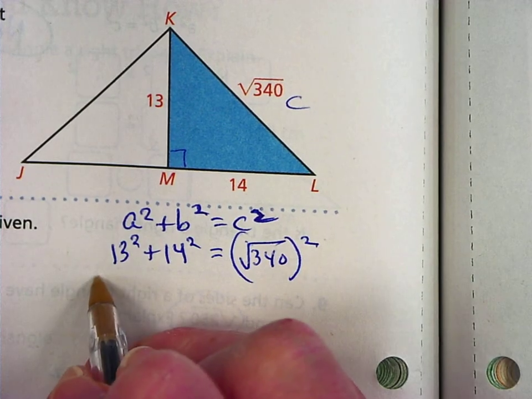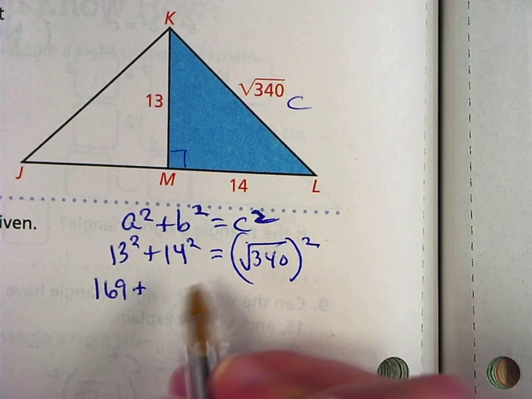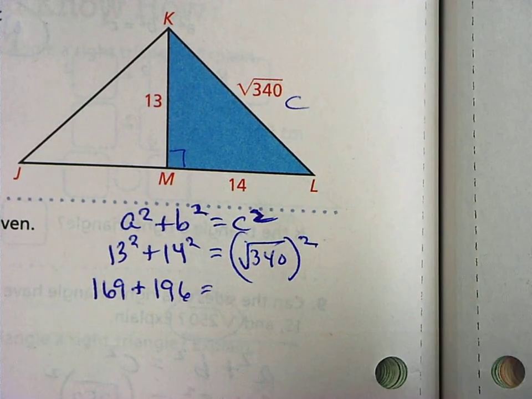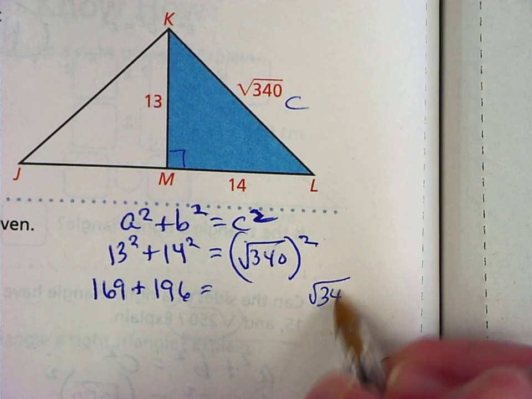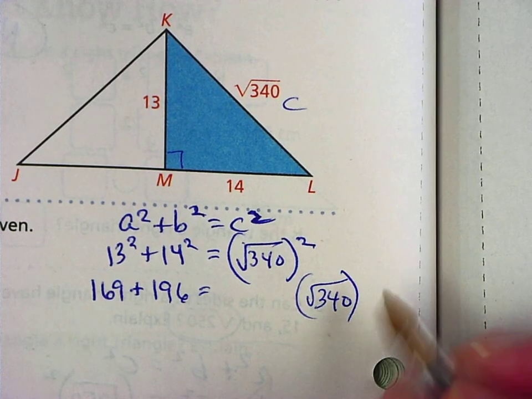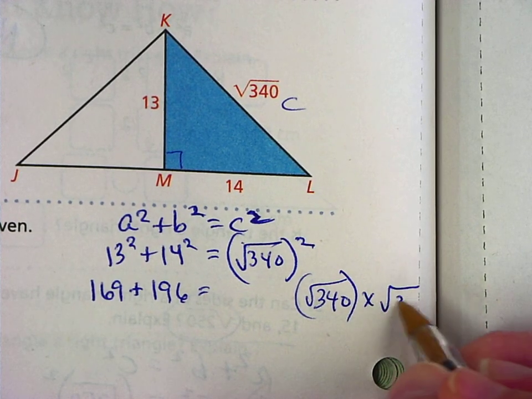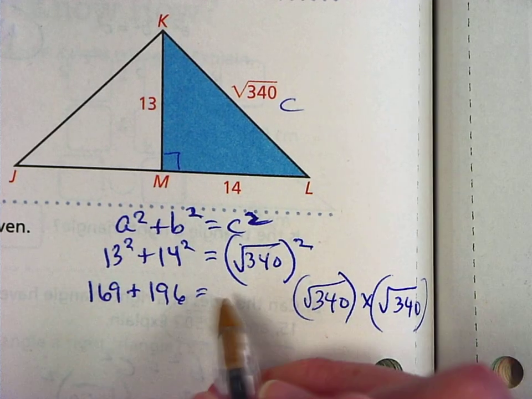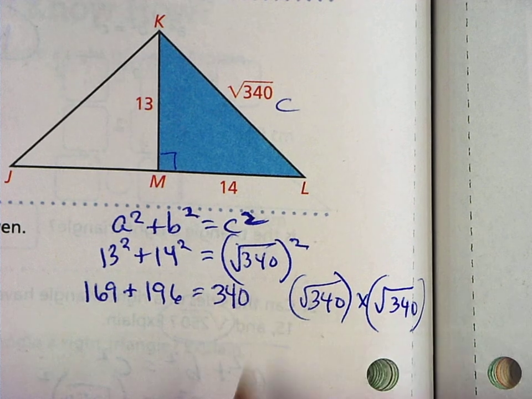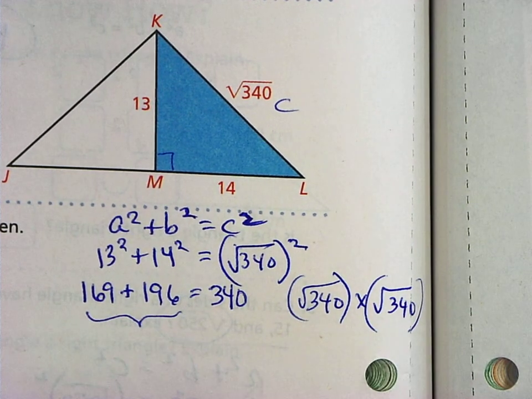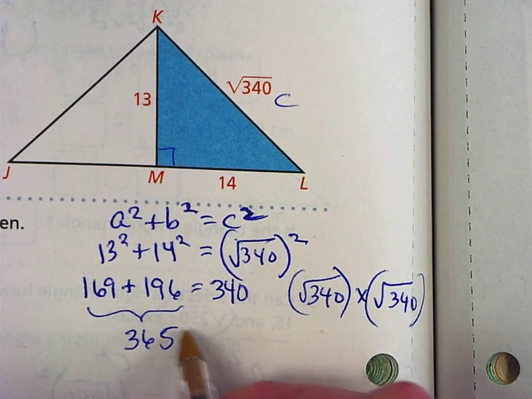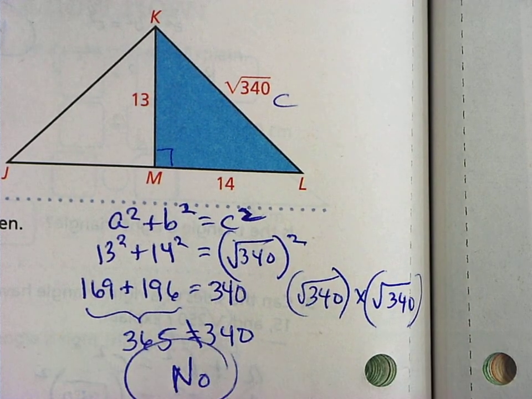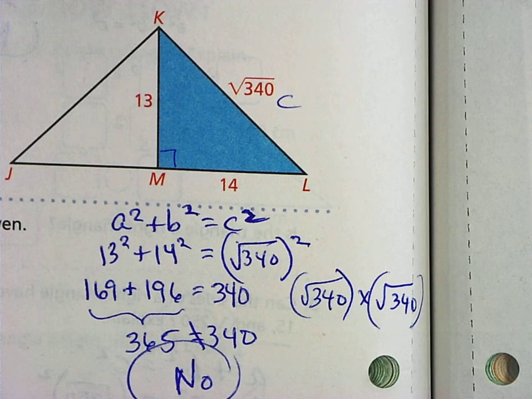Okay, so 13 times 13 is 169. 14 times 14 is 196. Now again, look, this is how you multiply square roots. The square root of 340 times the square root of 340, this is how you plug it into your calculator, you have to put it in parentheses. The square root of 340 times the square root of 340 is 340. Now when you add these two on this side, that's 365. 365 does not equal 340, so this could not be the three sides of a right triangle.